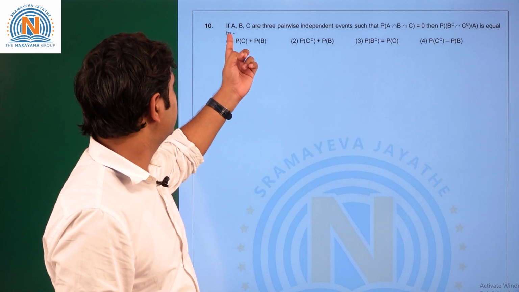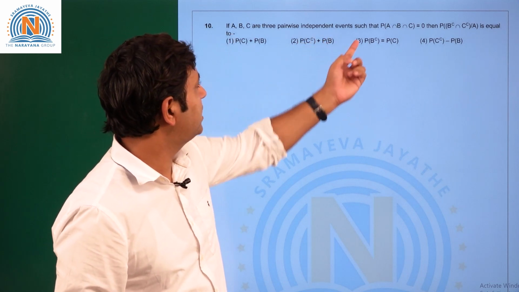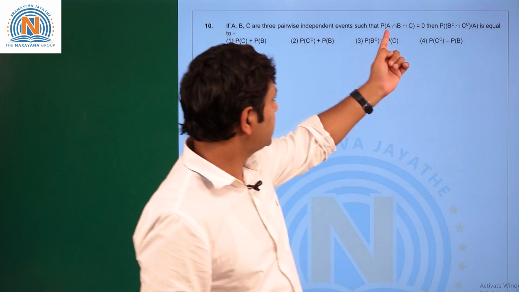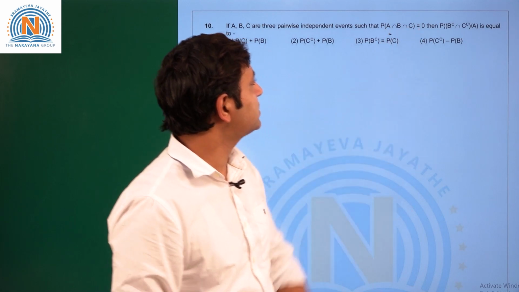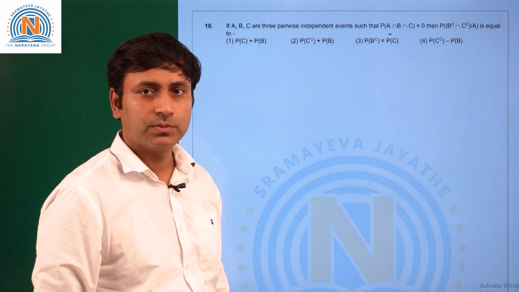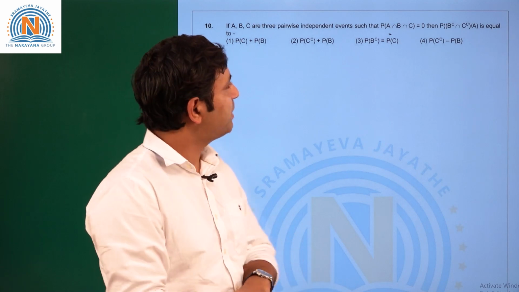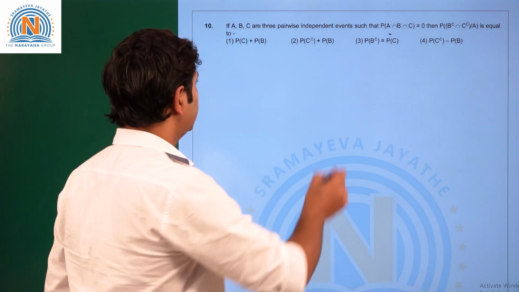We have been given 3 pairwise independent events such that A intersection B intersection C for those events is 0, which means, so it's better to draw the Venn diagram. Let's draw the Venn diagram.